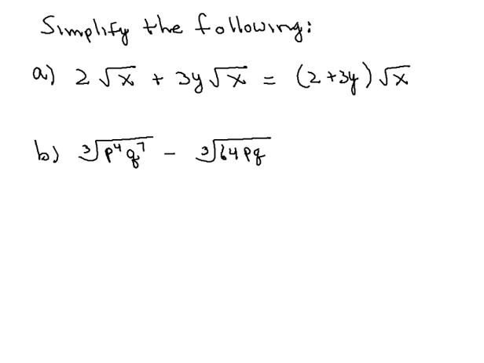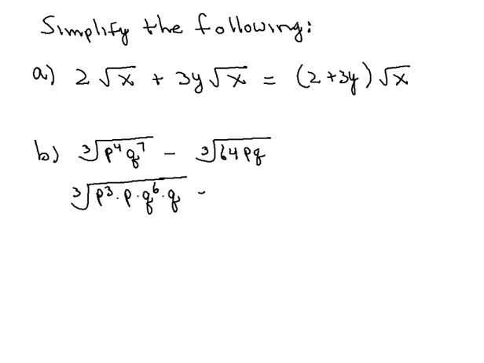So in the first radical, we're going to be looking for factors that are perfect cubes. And the largest perfect cube factor of p to the 4th will be p to the 3rd. So we'll rewrite this as p to the 3rd times p. And the largest perfect cube factor of q to the 7th, I think you'll agree, will be q to the 6th. That will be left times q.